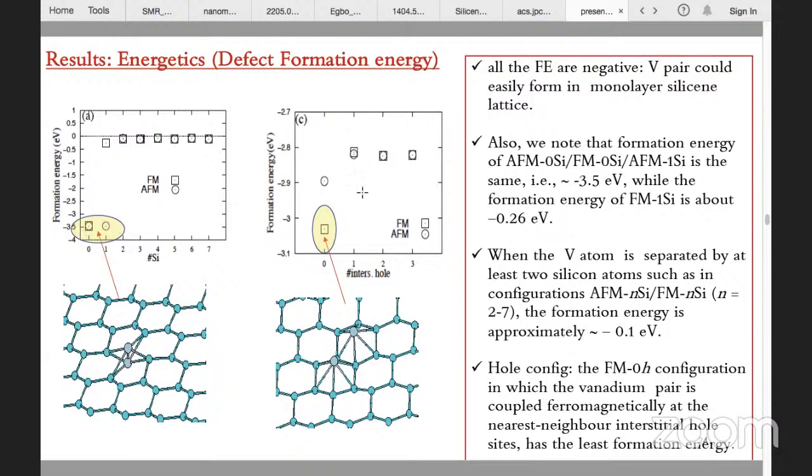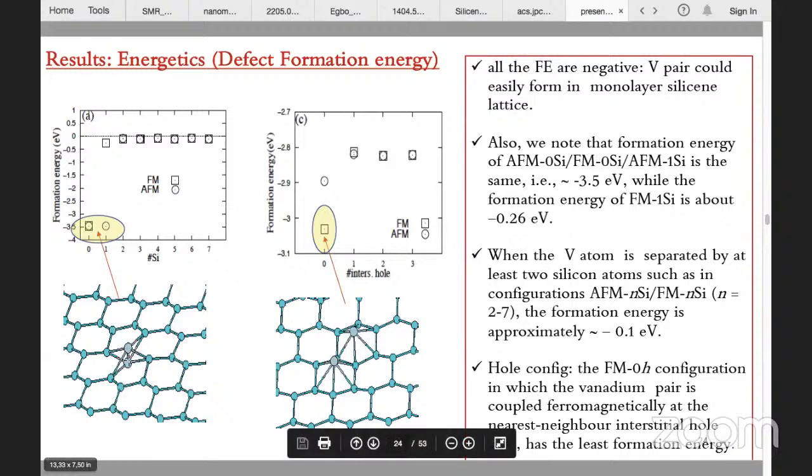For the hole configuration, the same thing here when they are quite close to each other. And these gray spheres are the silicon atoms.